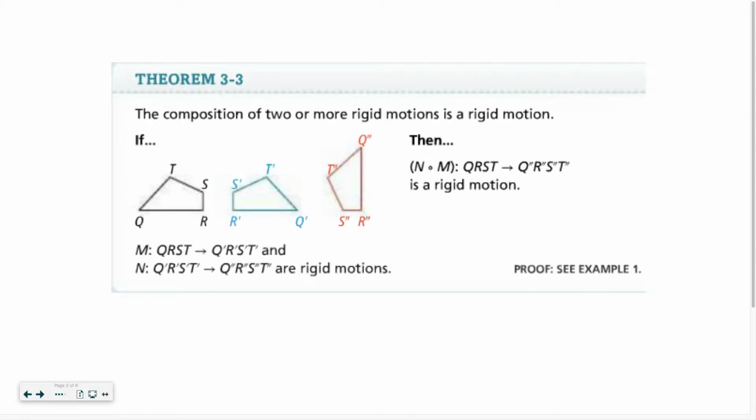So Theorem 3.3 states that the composition of two or more rigid motions is also a rigid motion. So that means if I were to reflect an image and then translate it, that reflected and translated image should still have the same size, same shape, all of the lengths and angles are preserved, okay?